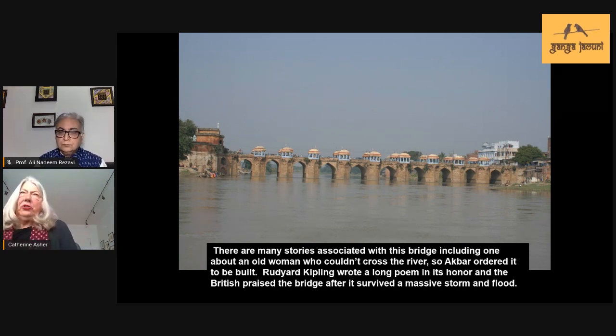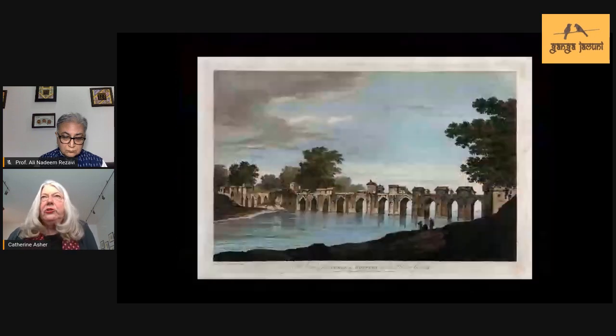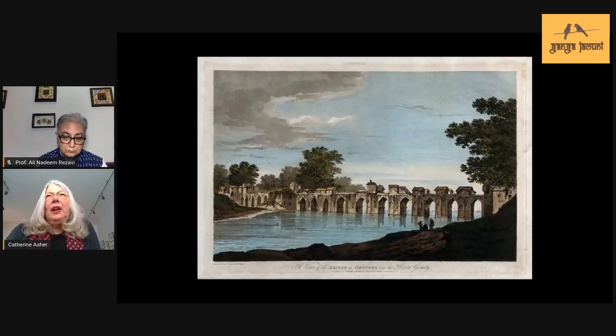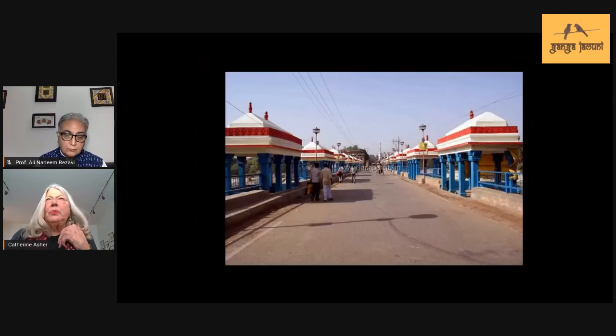This bridge impressed the British, which didn't usually happen. Rudyard Kipling wrote a very long poem in its honor. And in the 19th century, there was a massive storm and flood, which destroyed a huge amount of material around the Gomti River, which this bridge is over. But the bridge remained intact, thereby earning the praise of the British. It was a subject of illustration. You can see this is an illustration, I think by Hodges, if I remember correctly, showing the bridge.